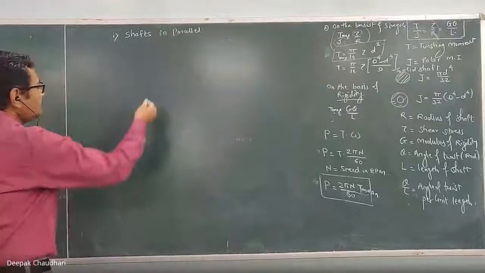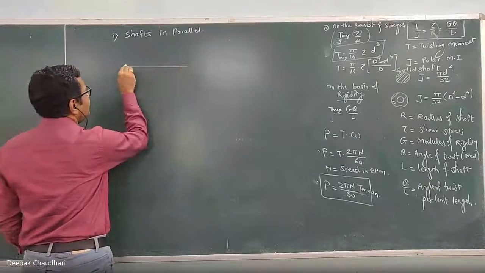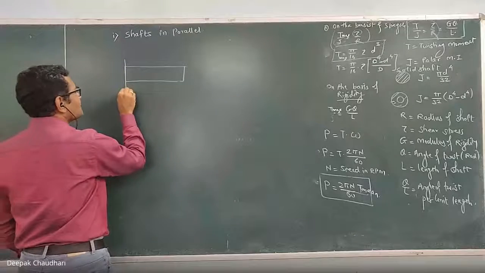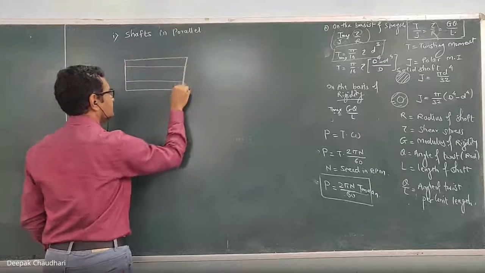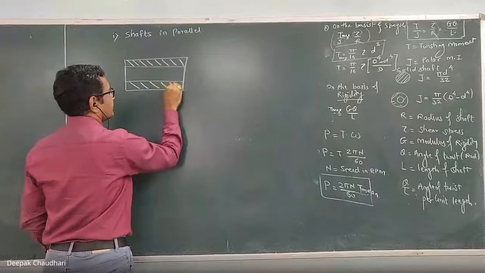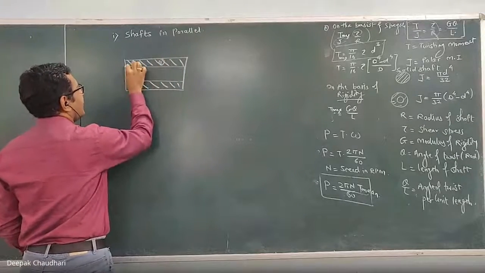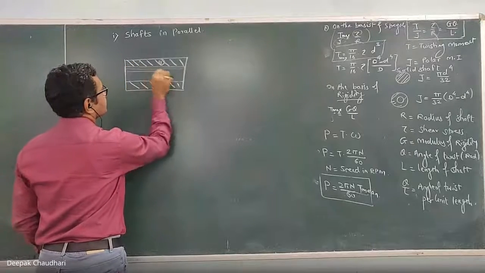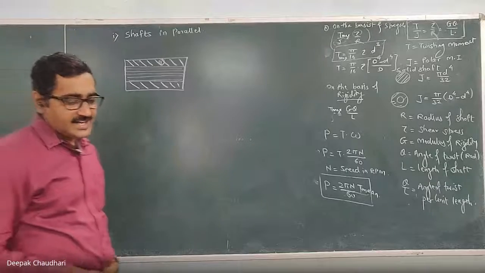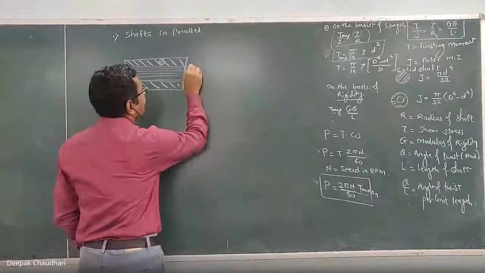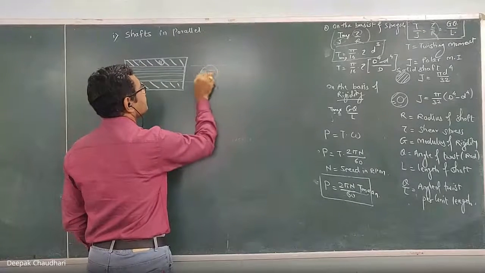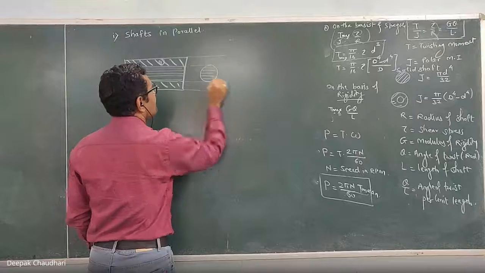Let's consider suppose this is one inner shaft, which is the solid shaft, and this is the outer shaft. Let this be the outer shaft number 1, and this is the inner shaft. These are two different materials. Here we can say that the shafts are connected in parallel. If I show the side view, this is the inner shaft, and this is the outer shaft.